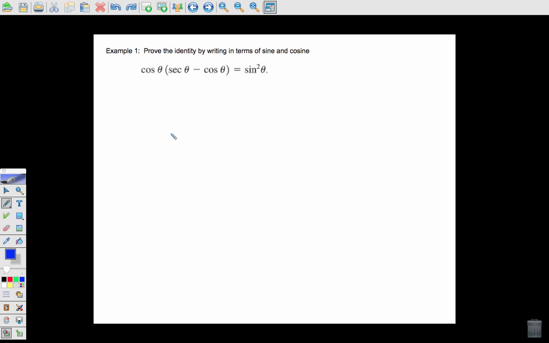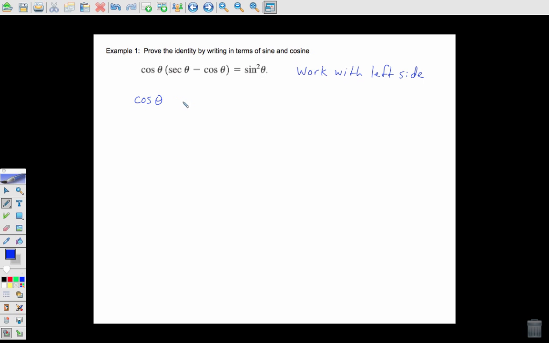Okay, the first one is we're going to prove the identity cosine of theta times the quantity secant theta minus cosine theta is equal to the sine squared of theta. Okay, so we're going to prove this, and we're going to do so by writing it in terms of sine and cosine. All right, so you want to start by working with the more complicated side. All right, so we are going to work with the left side. And that means we're going to take the left side and we're going to try to turn it into the right side.